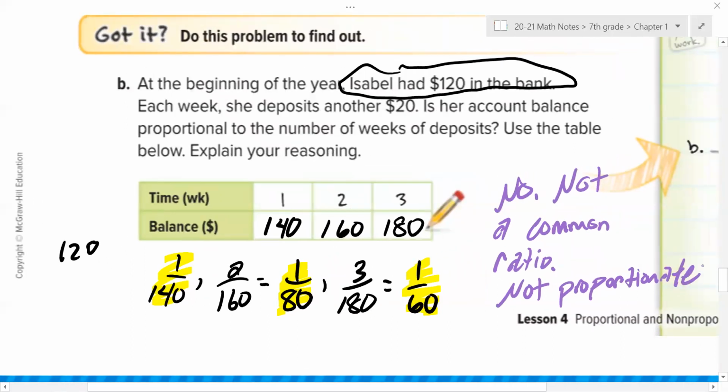Not proportionate, because we had that $120 that was in there at the beginning, so that throws everything off as far as having a proportionate ratio.